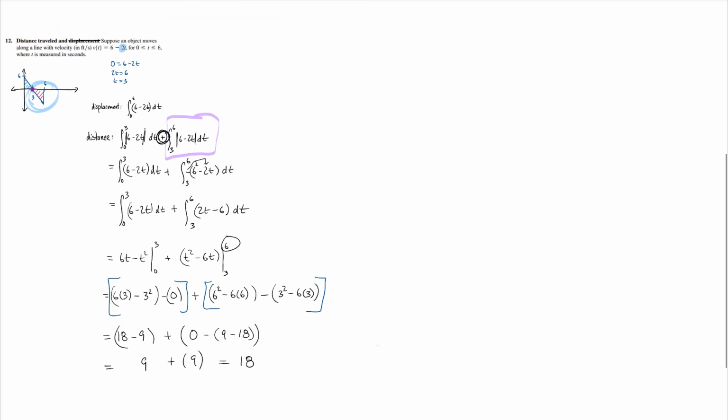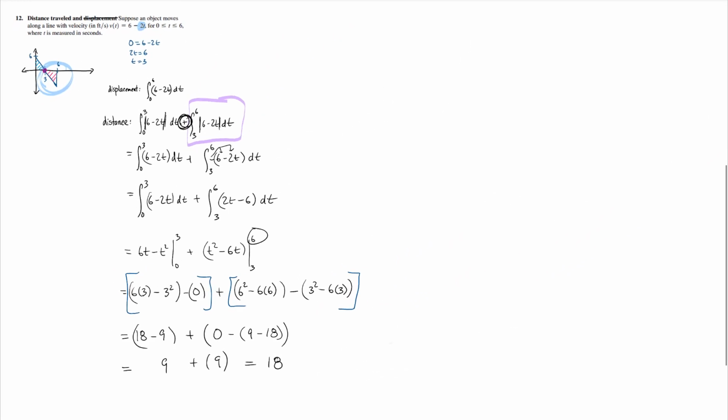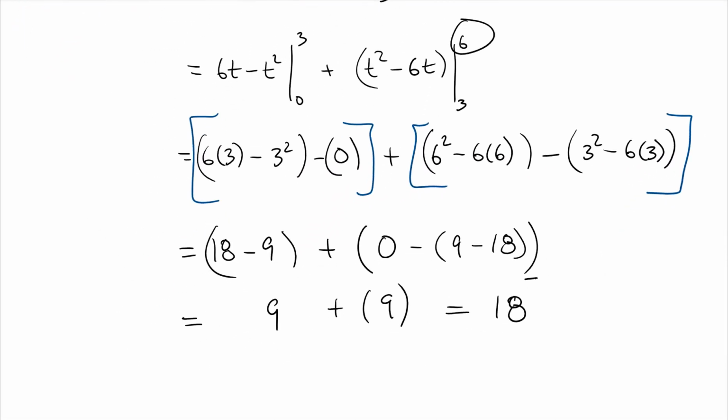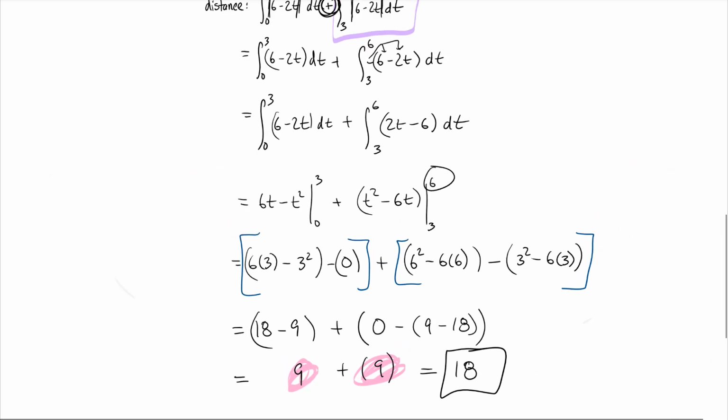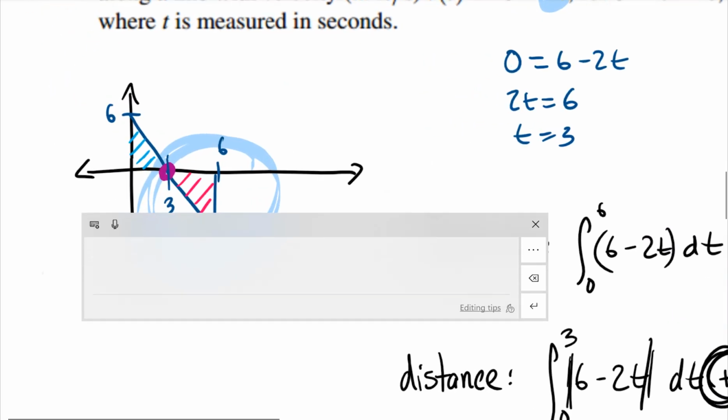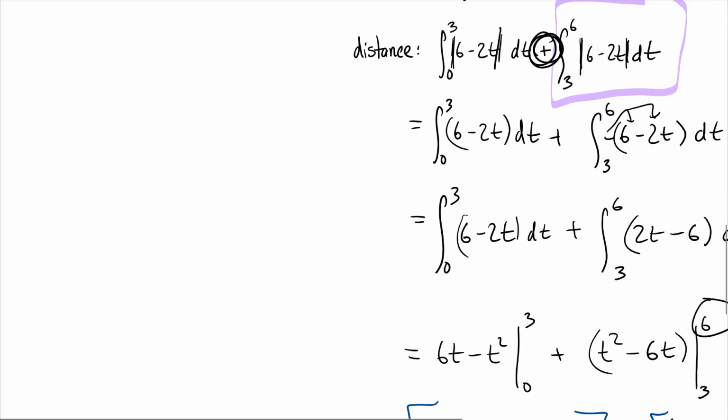I don't know what the units are. It doesn't tell us. So the answer is 18 units. But we could see, since we got the same numbers here with the displacement, we would have ended up with 0 again.